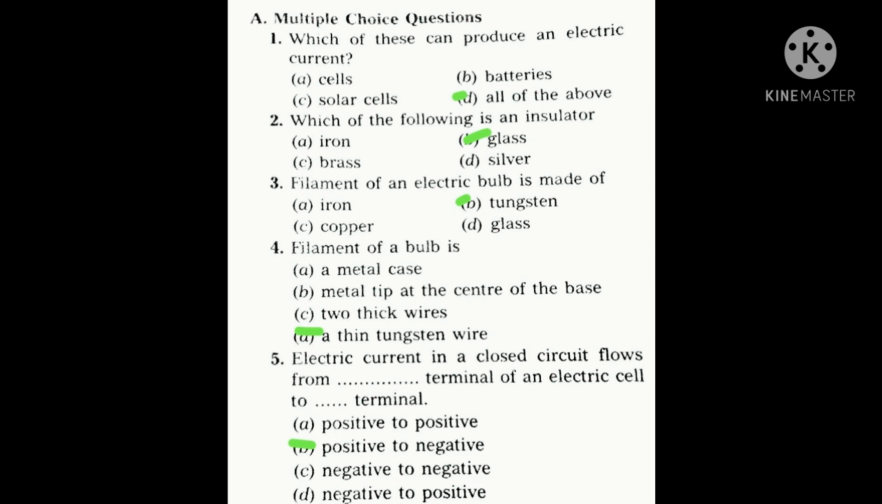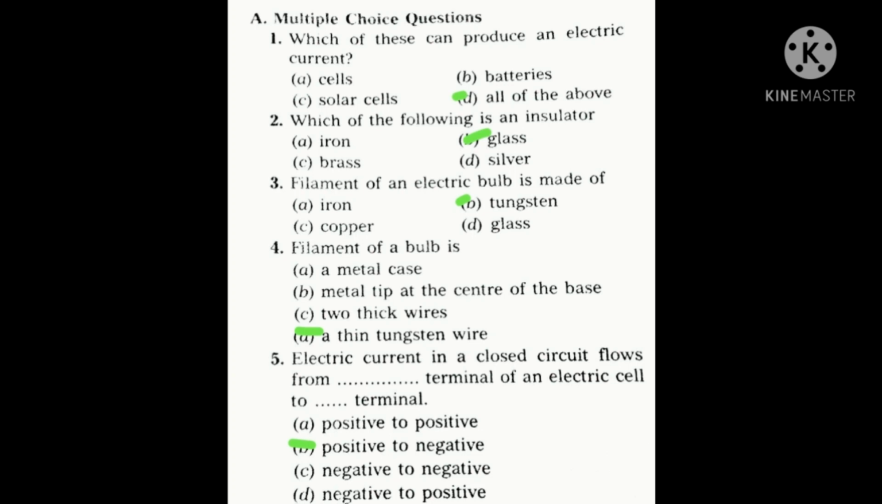Multiple choice question. First one, which of these can produce an electric current? A. Cell. B. Battery. C. Solar cells. D. All the above. Cell can produce electricity, batteries can produce electricity, and solar cells can produce electricity. So the answer is all the above.